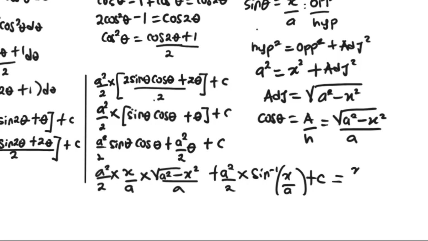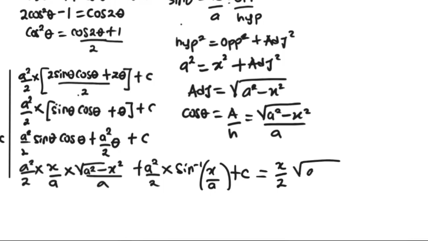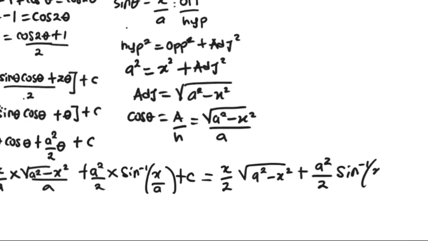So this will give us x divided by 2 multiplied by the square root of a square minus x square, plus a square divided by 2 arc sine x over a, plus arbitrary constant c. And this will be the final answer to that question.